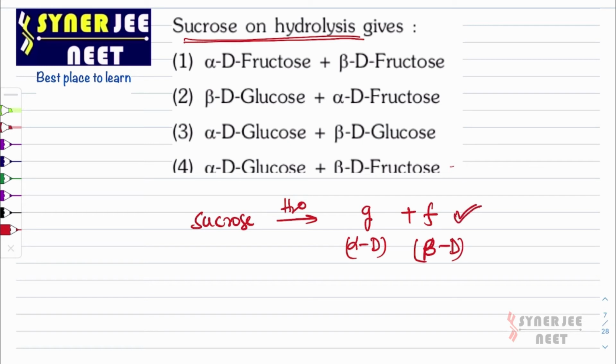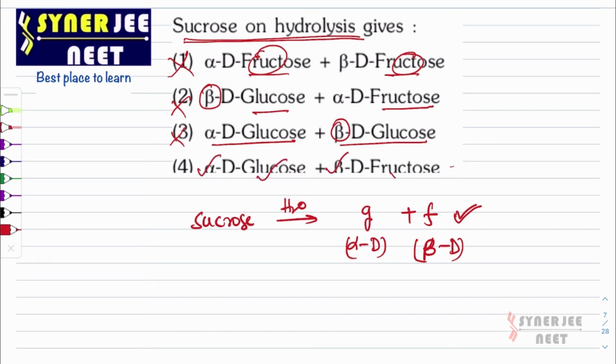So here in the first one both are fructose, here glucose and fructose are given, but beta glucose is given, which we don't want. Then alpha glucose is there, and beta glucose again is there. That's why this is also wrong. And the fourth option, if you see, alpha is there and beta is there, glucose is there, fructose is there. That's why this is the right option. So actually maltose, lactose, sucrose, NCERT has given what combination of carbohydrates results in these disaccharides.